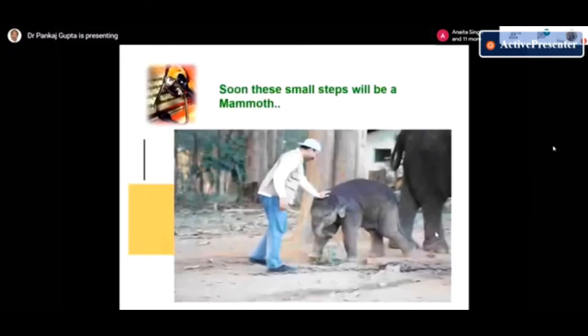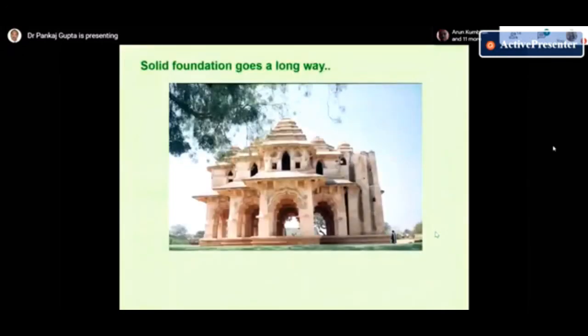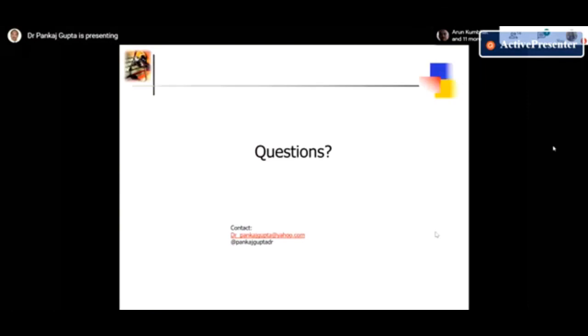That's just me, my picture in a jungle. That's another picture I'd taken, built to last. So that's it.